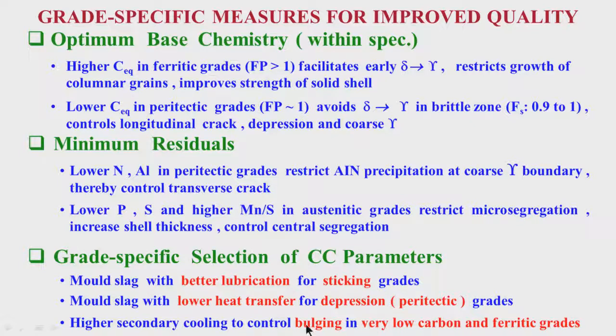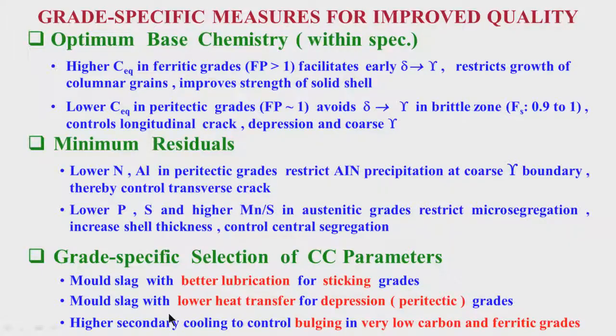Again, I have told you these grades, the sticking type of grades, the sticking is taking place within the mold. Below the mold, the same grades will show bulging tendency. So, that means you have to control bulging in very low carbon and ferritic grades. These are the grades which indicate sticking tendency, and the same grades will indicate bulging tendency below the mold. So, there the secondary cooling has to be such that the temperature of the solid shell is brought down relatively faster, then only you develop the strength of the shell, because it is delta ferrite, the strength is low. So, the solid shell is prone to crack formation.